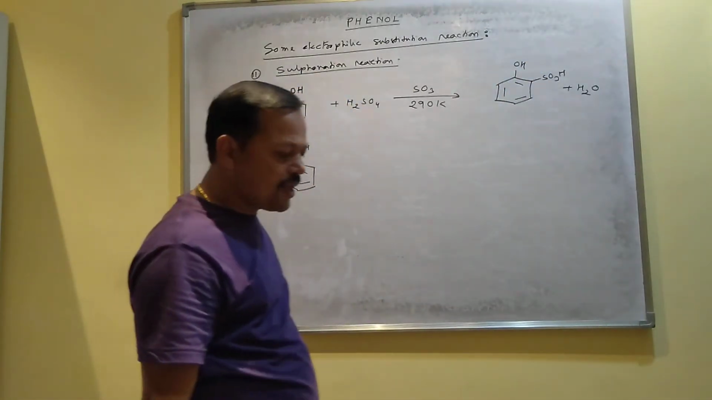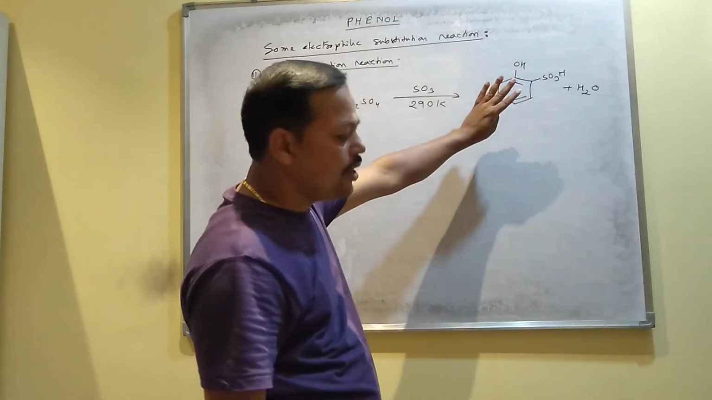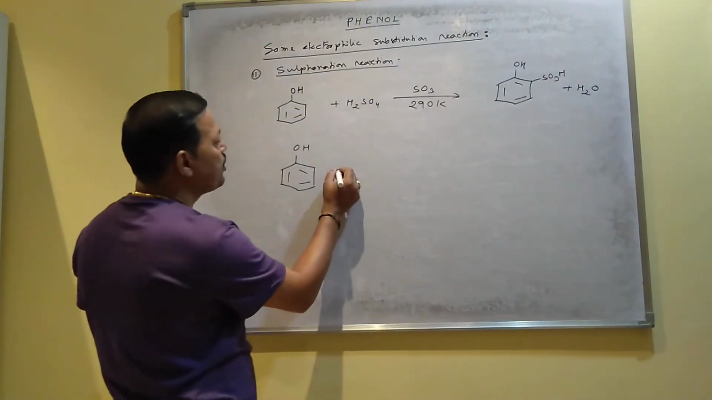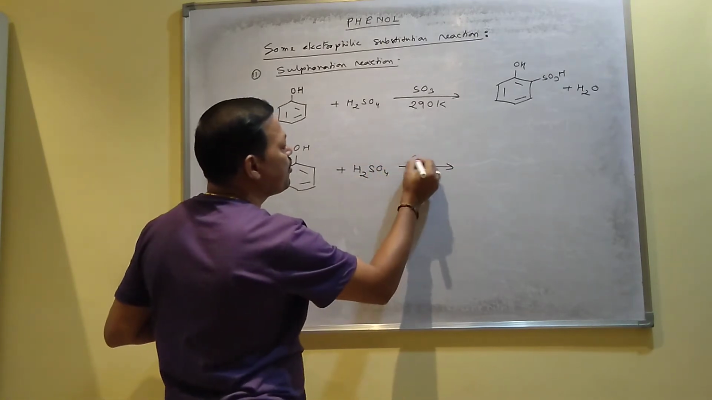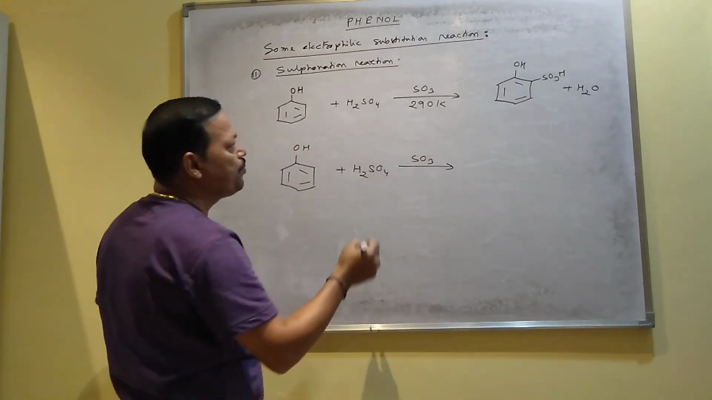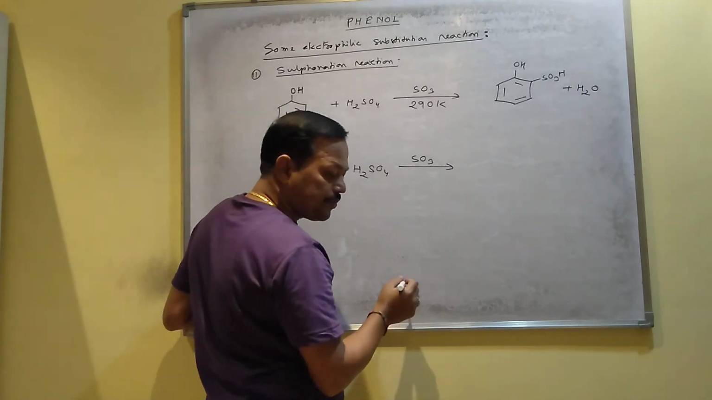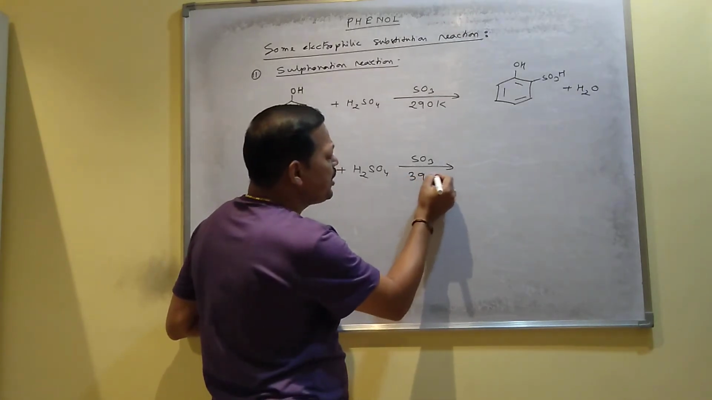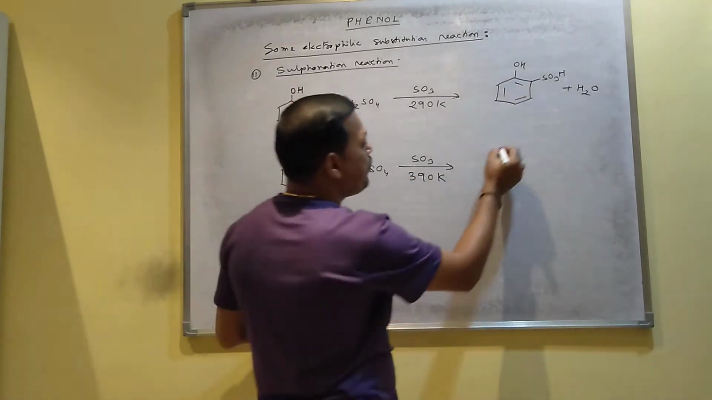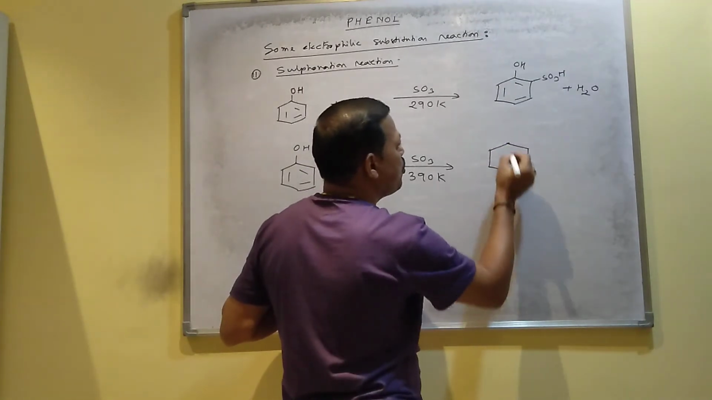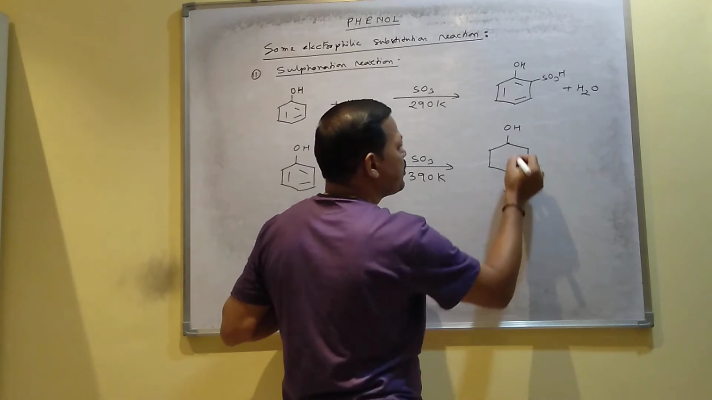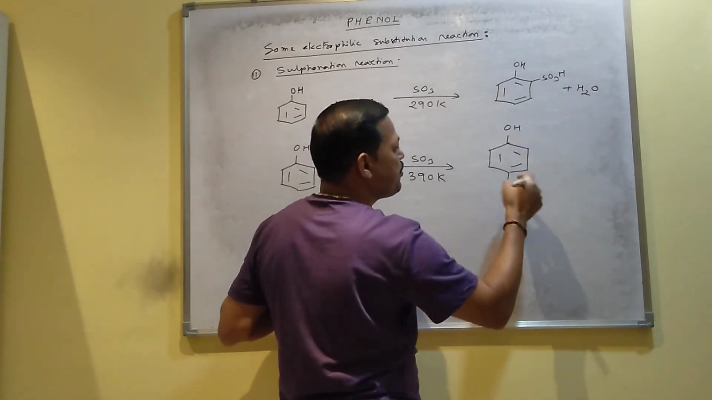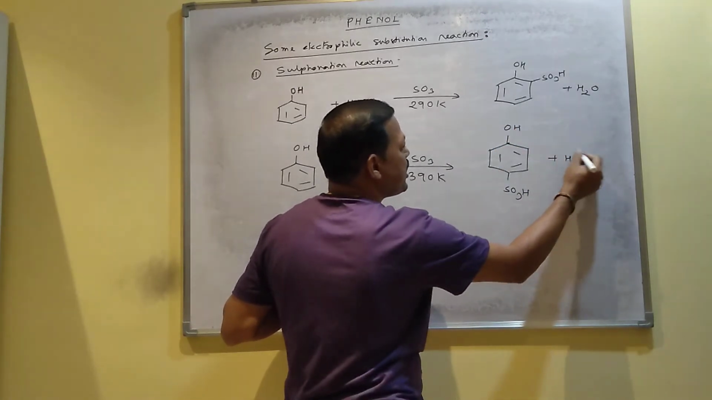2-hydroxybenzene sulfonic acid. I mean you will get only ortho product. But the same reaction, sulfuric acid in presence of SO3, I mean the oleum, if you apply 390 Kelvin temperature, then you will get para product only. OH, here SO3H you will get. This is called 4-hydroxybenzene sulfonic acid, and the side product is water.